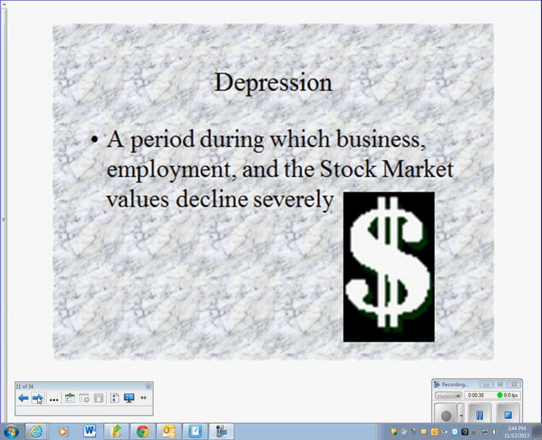All right, so a depression, by definition, does not mean people were sad. This is kind of like Reconstruction wasn't rebuilding the South. It was changing the political and social climate of the South. And the Depression is not when people were sad. It's an economic term for when business, employment, and the stock market values declined severely. We measure these numbers in a lot of different ways.